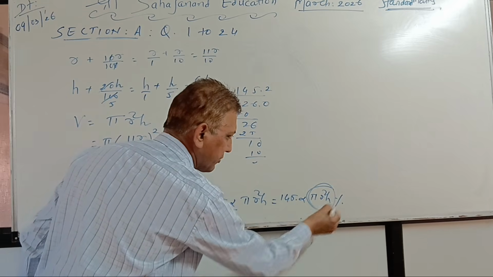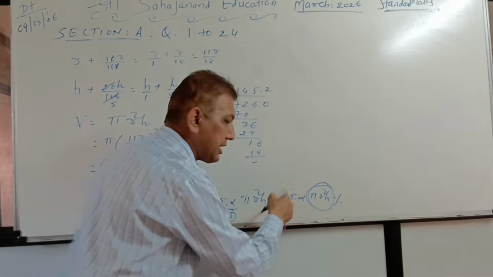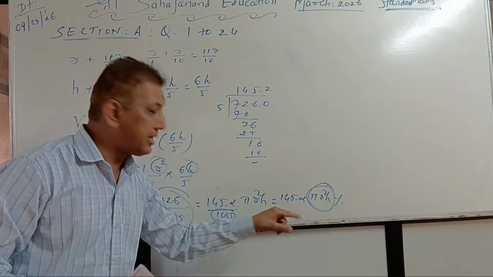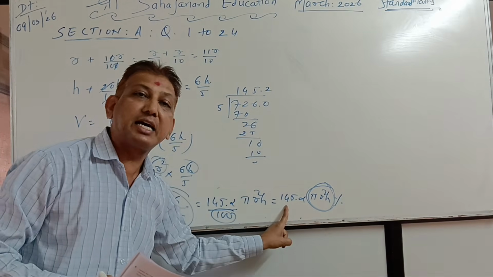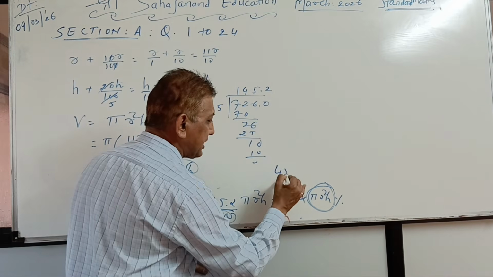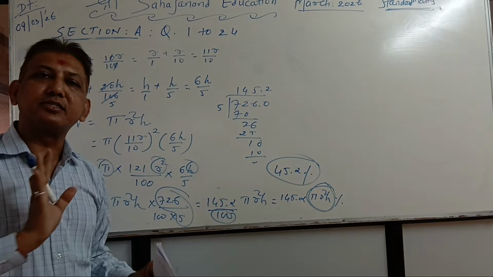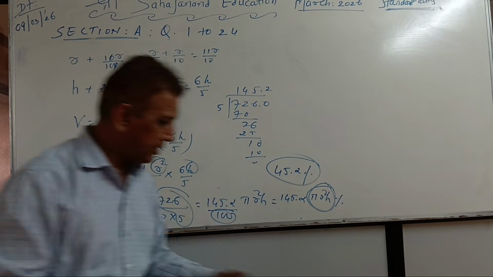Now it is our original formula, right? Here, how many percentage will be increased from 100? 100 से ज़्यादा कितना है यहाँ पर? तो 45.2. So our final answer is 45.2 percentage. Final answer. Is that clear? Okay.